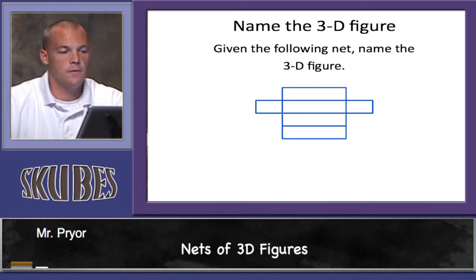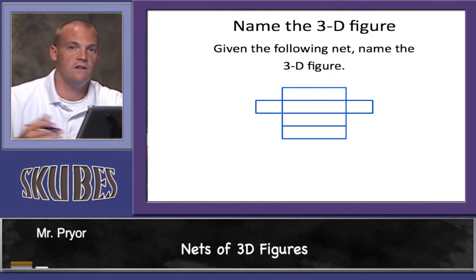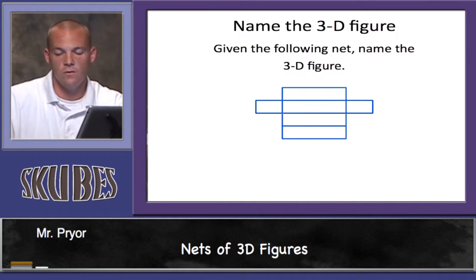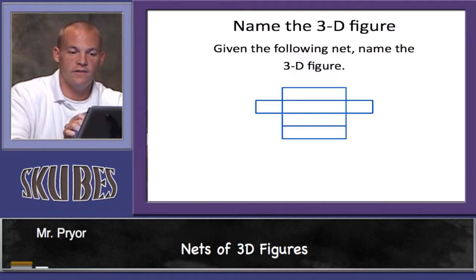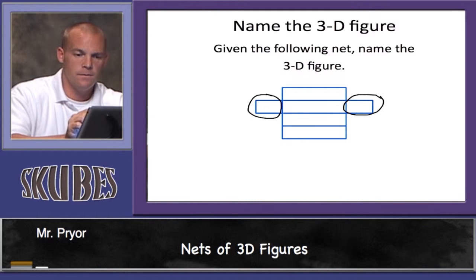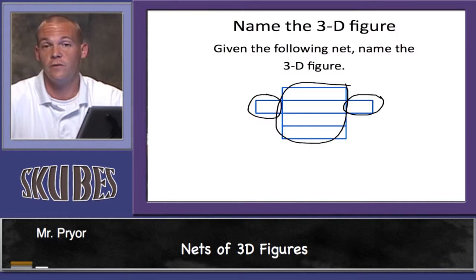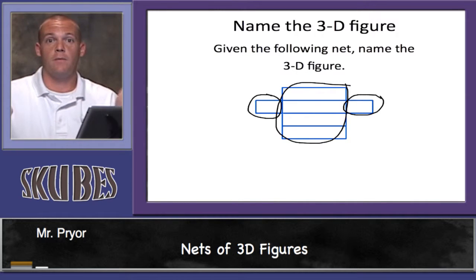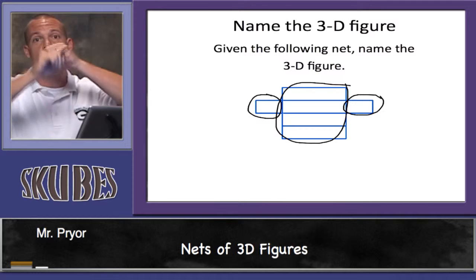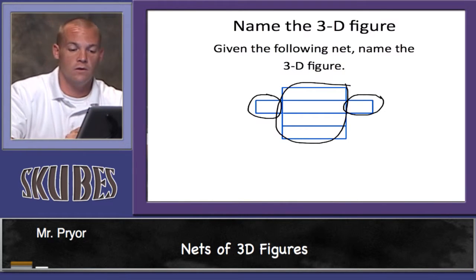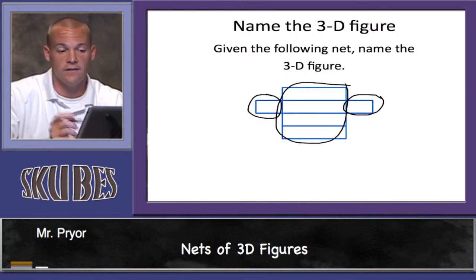Alright, so here's an example. Given the following net, name the three-dimensional figure. So what you need to focus on when you're doing this is what shapes the figure is made up of. Notice on the sides here you have a couple of rectangles that appear to be congruent, and then in the middle you have some larger rectangles that are also congruent to each other. So if we took this shape and we folded it up along the side and long ways, what would you get? Well, eventually it would fold up to be a box.